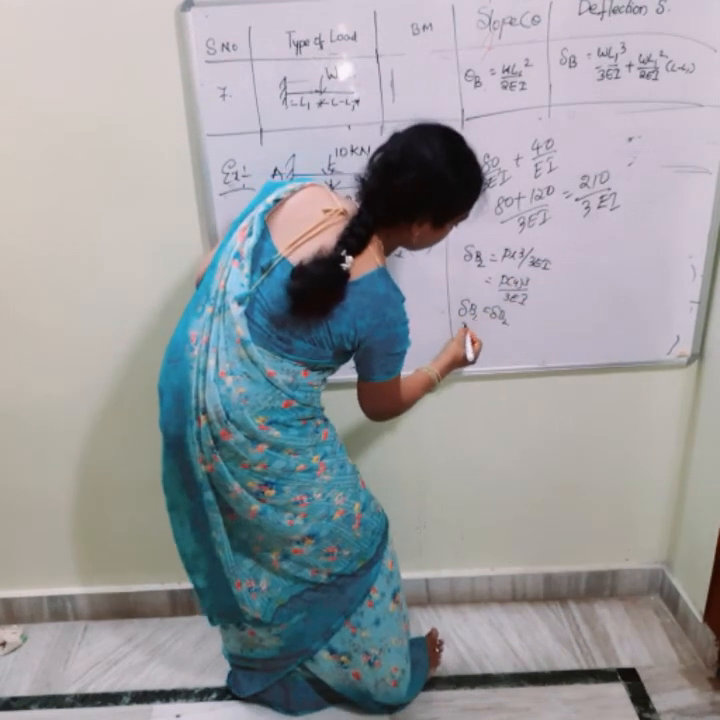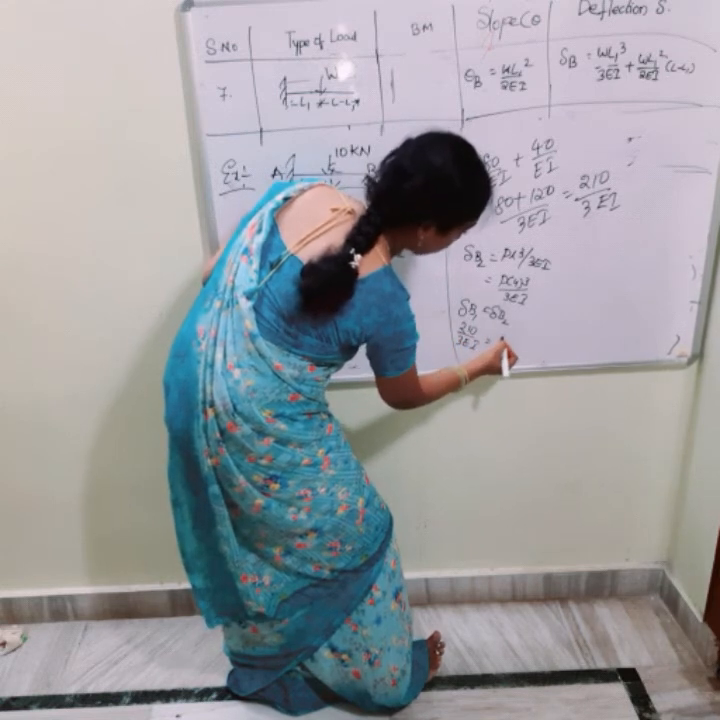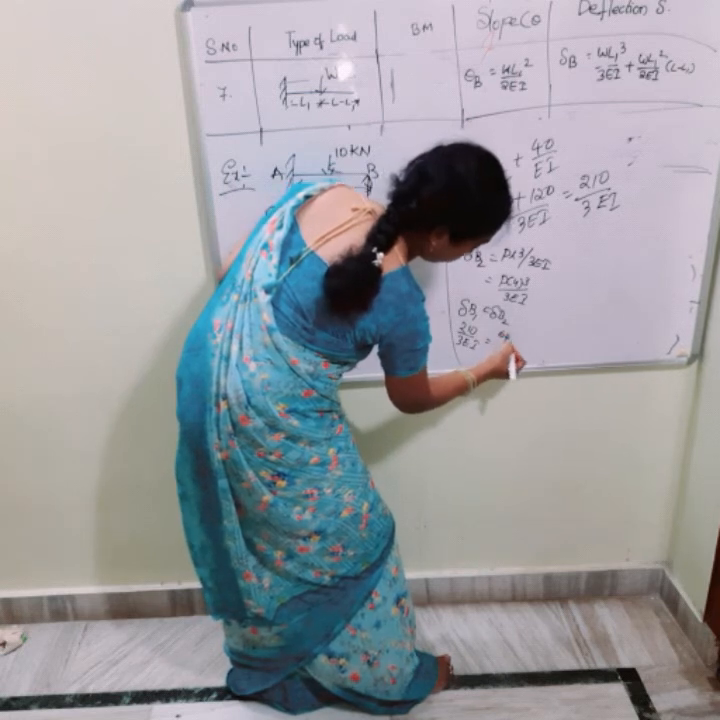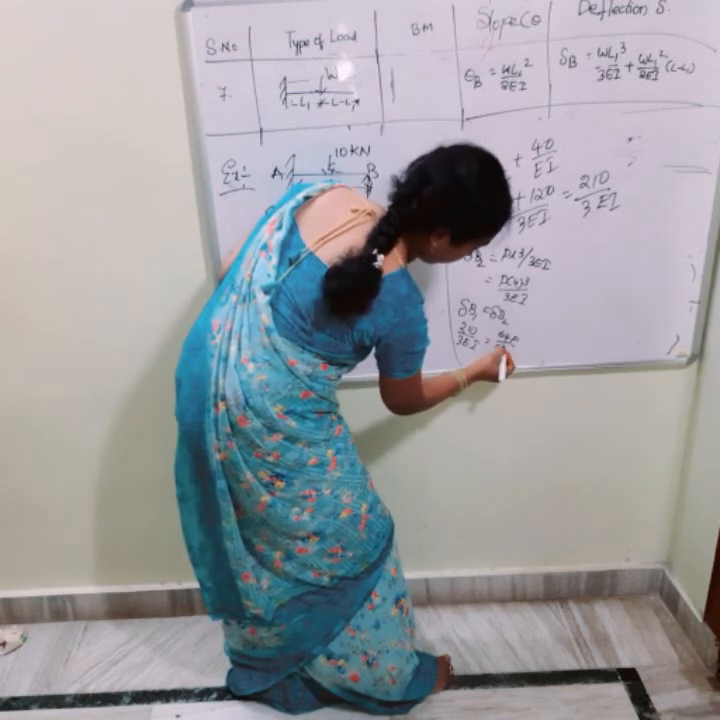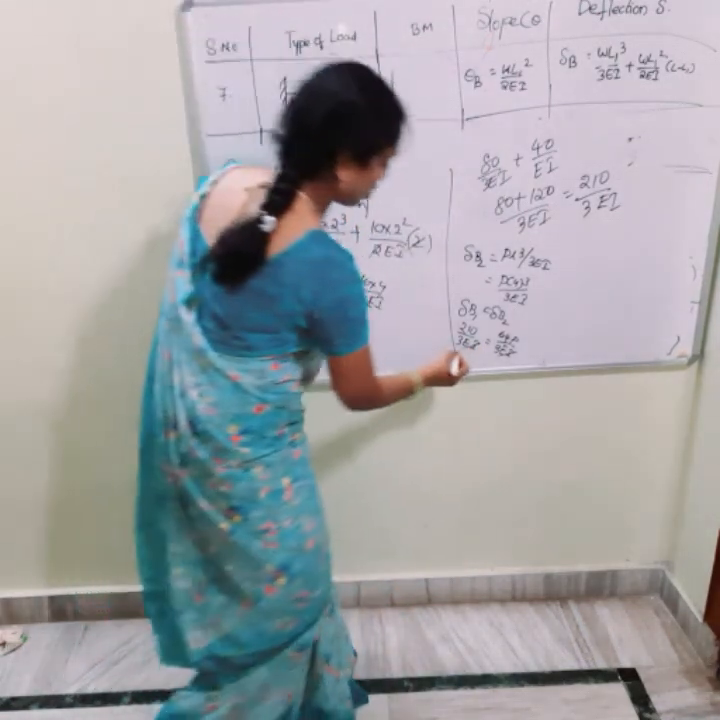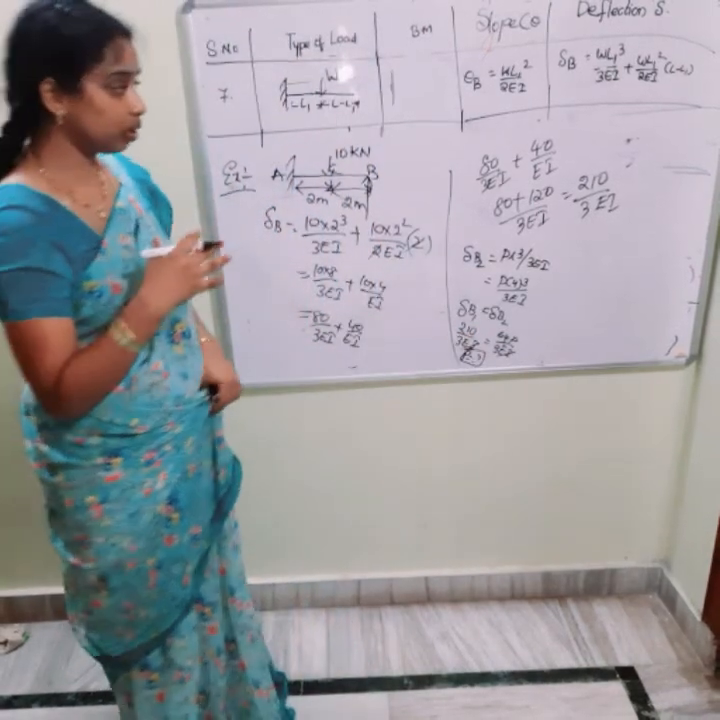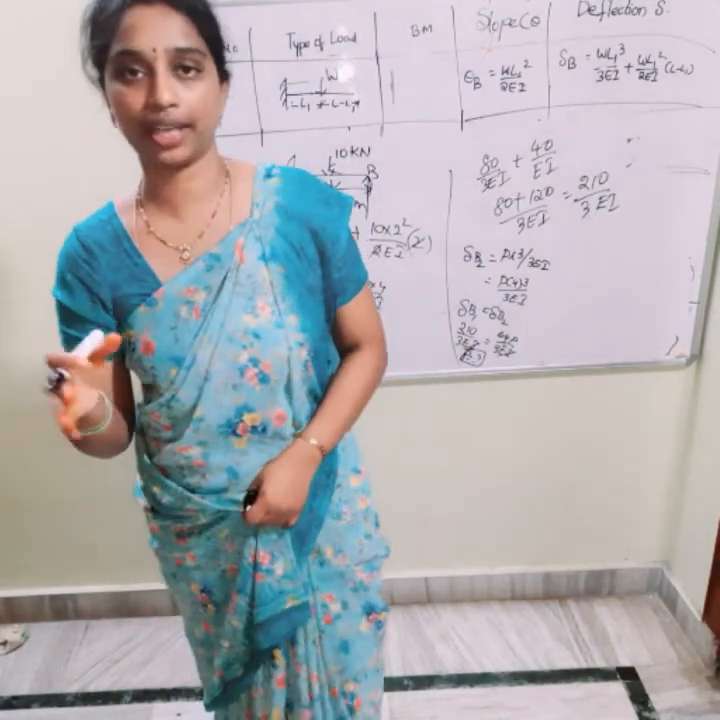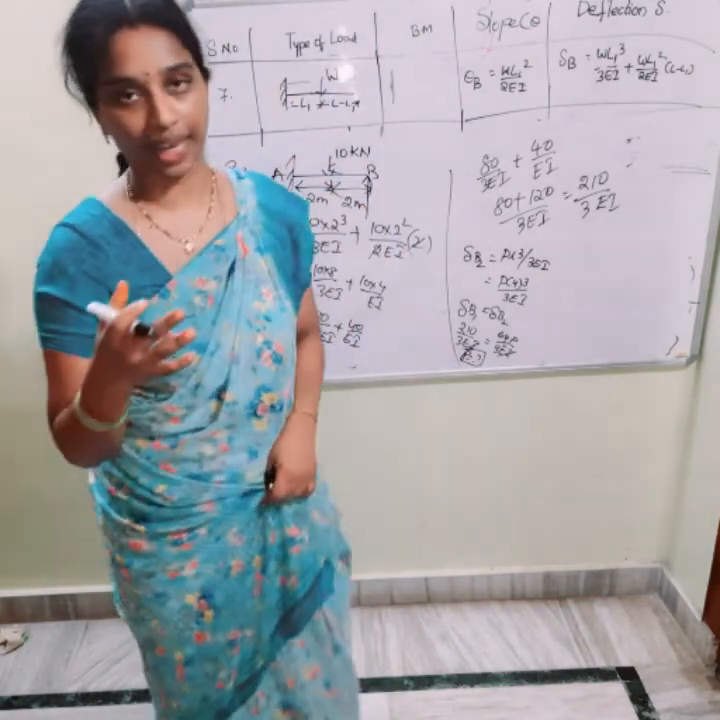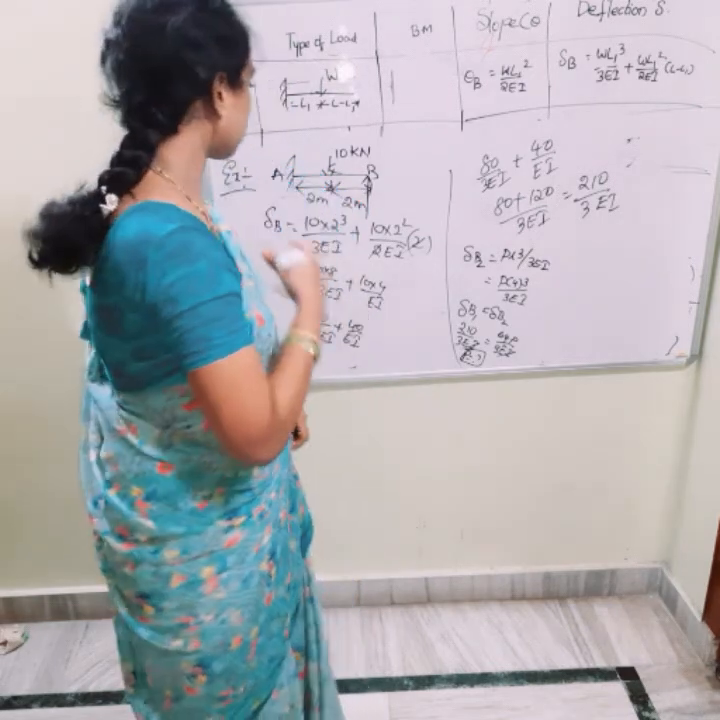B1, how much did I get? 200 divided by 3EI. Next one, 4 cube is 64. So 64P divided by 3EI. If you do the calculation, you will get the P value, right? So depending upon the weightage of marks, you should calculate. By using these formulas we can also calculate the prop value, right?